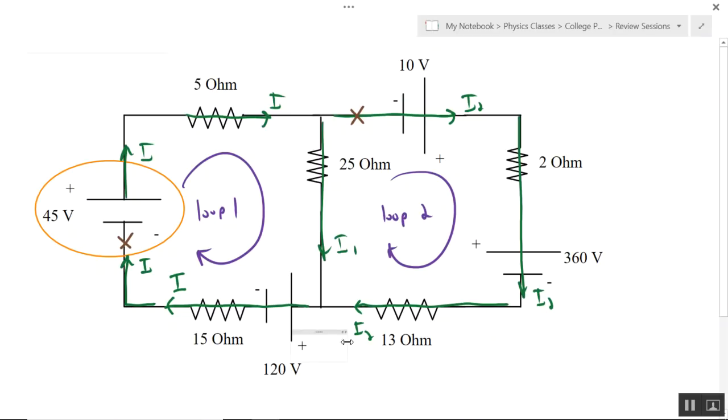The next thing I see is this 13-ohm resistor. Yep. And I'm going with the current through that one. So do I gain or lose? Lose. Yeah, minus 13 times I2.